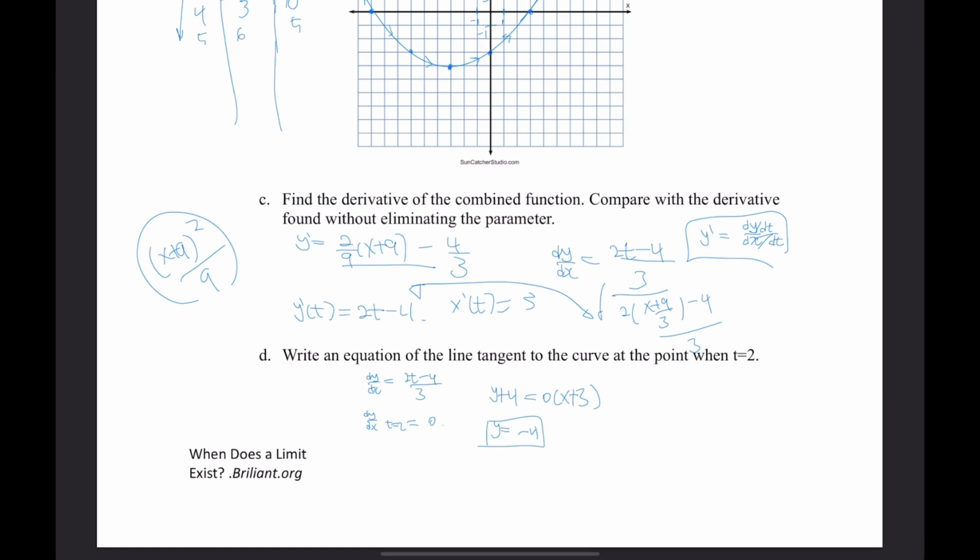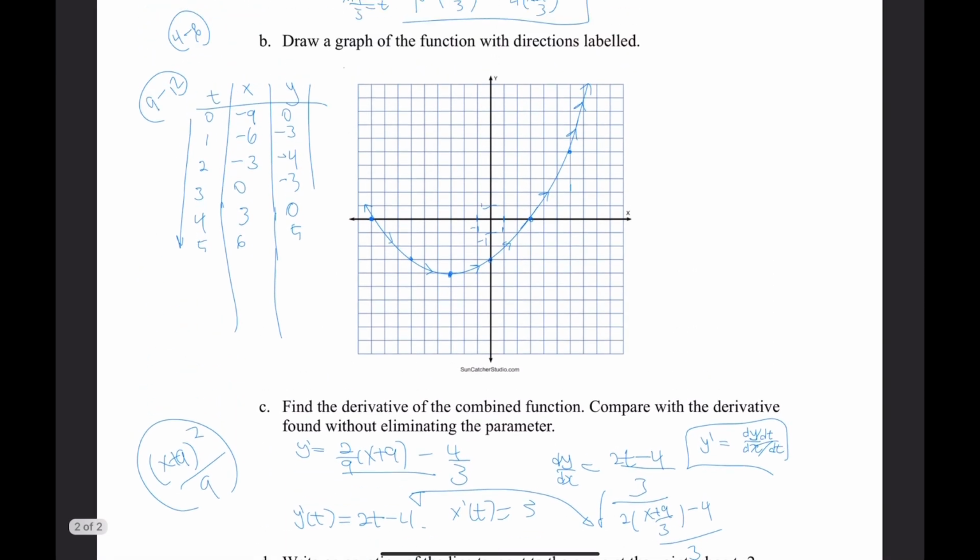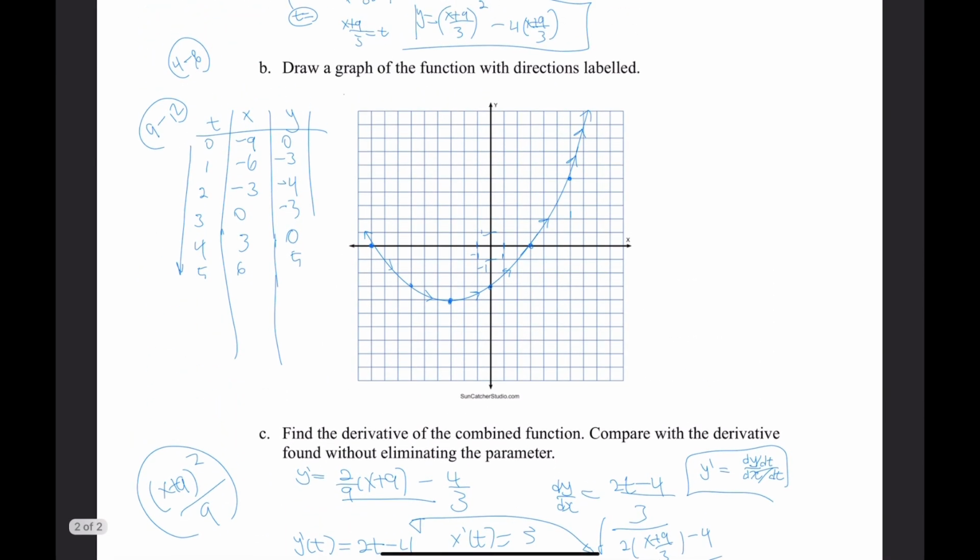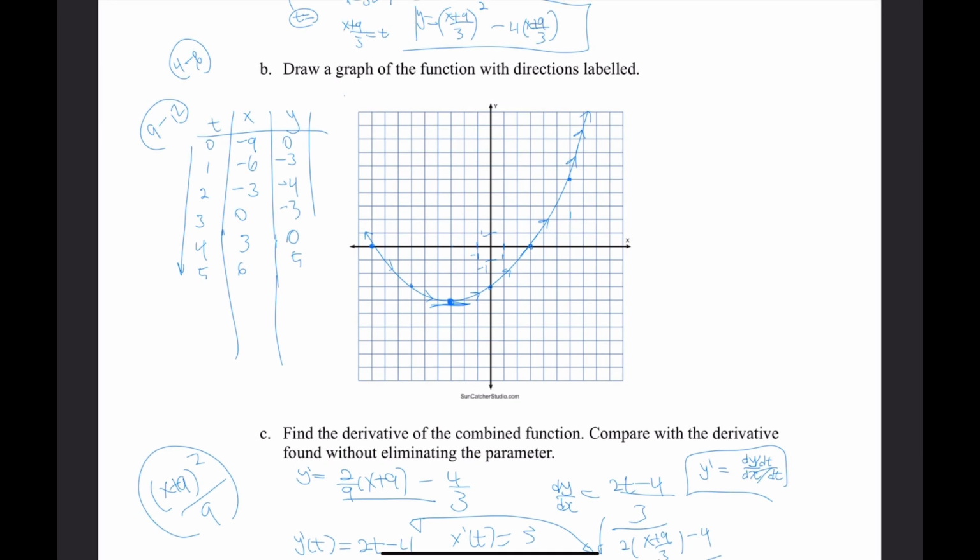Let's just check this from the graph. So when t is equal to 2, we get (-3, -4), right? So it's right at this point. And obviously, since this is a vertex, the dy over dx is going to be 0, right? Since this is a vertex, the tangent line is just going to be a horizontal line, which is given by the equation y equals -4 and has no slope. Yep, that's it.